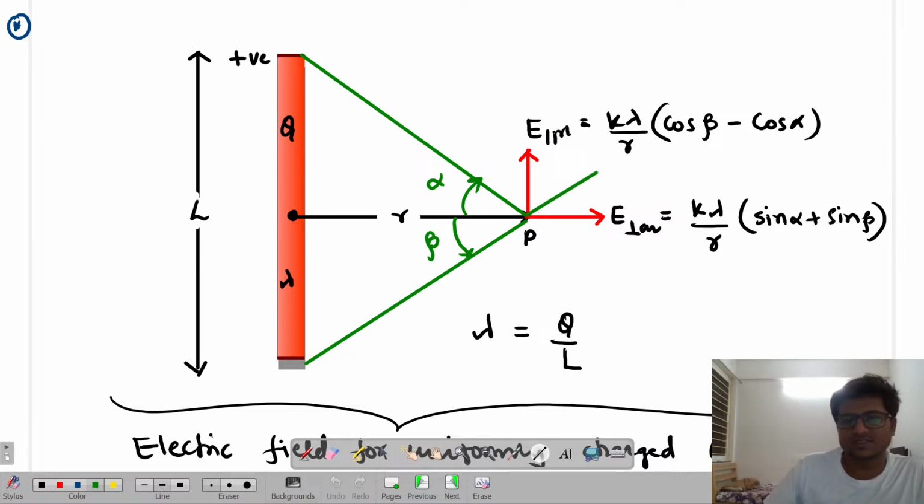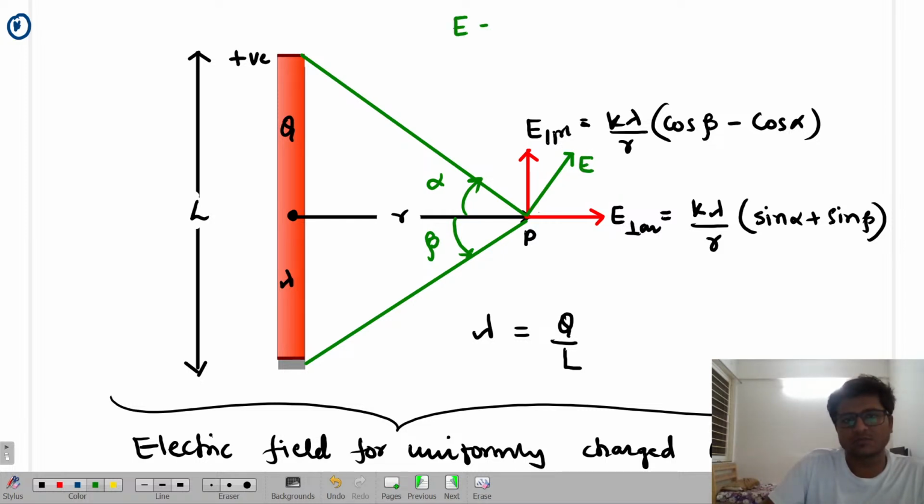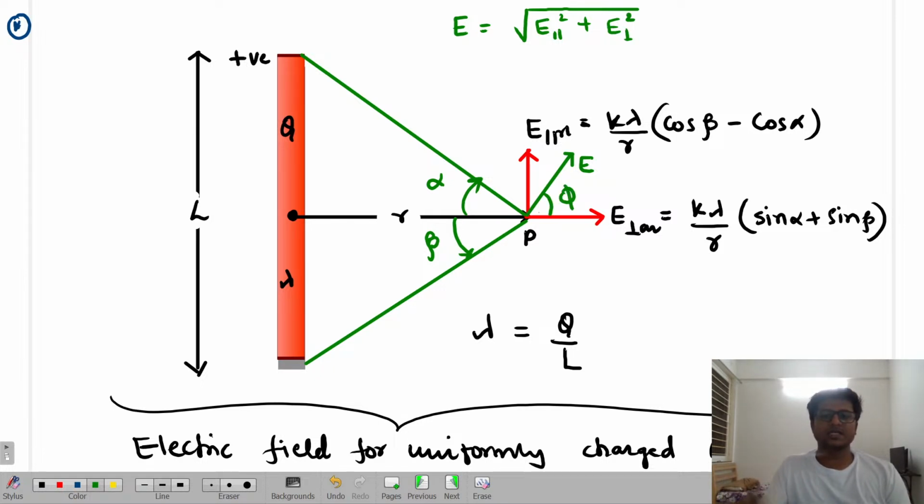So let's suppose the resultant will be in this direction. Got it or not? Then this resultant, I write it as E. So E will be nothing but root under E parallel square plus E perpendicular square. But one thing is there, that this will be present at some angle phi. So the question arises, what is this angle phi? If angle phi is known to you, then E is very easy to calculate, isn't it?